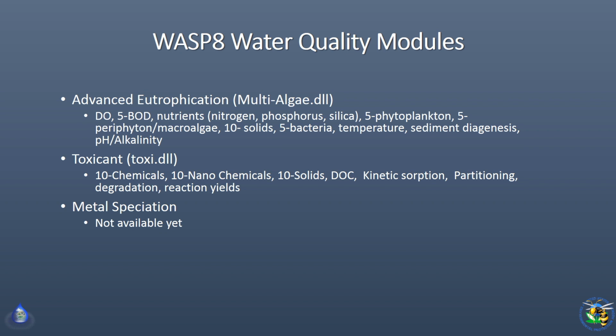Okay, the water quality modules that are available with WASP 8 consist of the Advanced Eutrophication model, which simulates dissolved oxygen, up to 5 biochemical oxygen demand state variables, the nutrient cycle considering nitrogen, phosphorus, and silica, 5 phytoplankton species, 5 periphyton and macroalgae species, 10 solids groups, 5 bacteria groups, water temperature, sediment diagenesis, pH, and alkalinity. So all of those state variables are available in the Advanced Eutrophication model.